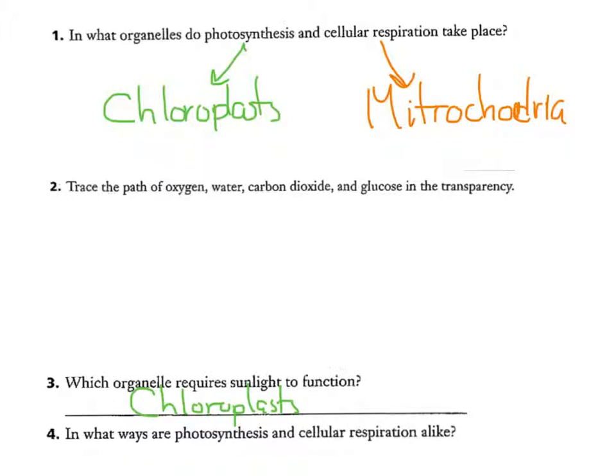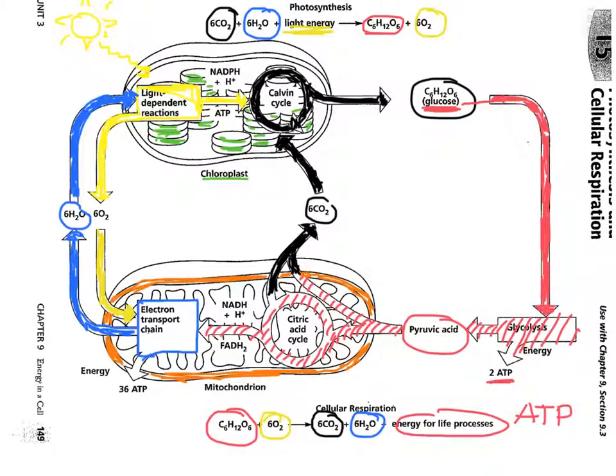Number 4. In what ways are photosynthesis and cellular respiration alike? Well, if I go back and look at the diagram, you're going to notice that there's a lot of similarities between these two processes. One of the things that I've often noticed is that students sometimes will just look at the simple things that make up these processes. So I have carbon dioxide, I have water, I have glucose, and I have oxygen as part of photosynthesis. And if I go to the bottom, I still have that water, I still have carbon dioxide, I still have oxygen, I still have glucose. So that's one of the main similarities between these two processes.